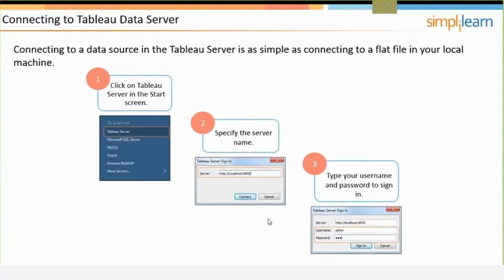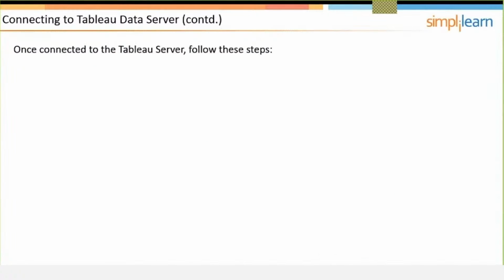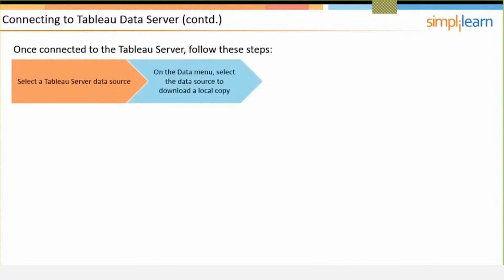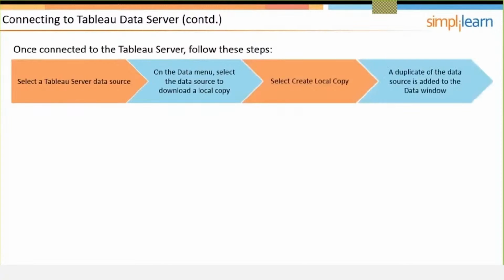So the Tableau administrator is the one who assigns the roles and creates these data sources. All right. And Tableau has the facility to import different forms of data for analysis for your ease. And once you're connected to the Tableau server, you need to select the Tableau server data source. On the data menu, you will need to select the data source to download a local copy. You can create a local copy, and then a duplicate of that data source will be added into your data window. So that's how you can connect to Tableau server as well.